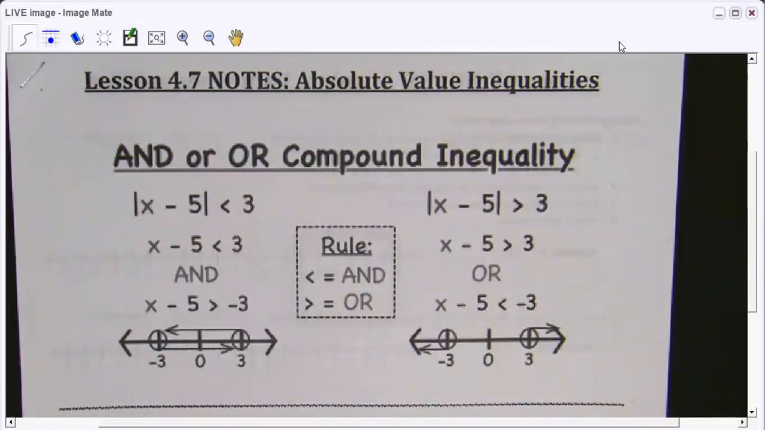So this lesson 4.7 is on absolute value inequalities. This whole chapter we've been working on inequalities, regular one-step, two-step, compound inequalities. Now we're going to be talking about absolute value inequalities. And when we talk about absolute value, anything that we put into that absolute value symbol will always come out positive. That's something that we have to remember.